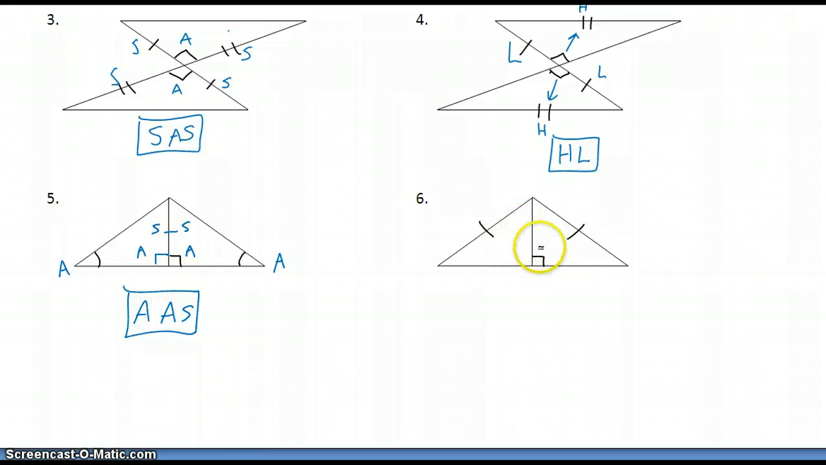If we look at the last example, if this is a right angle, this has to be a right angle. We have a shared side between the two triangles, and this time we do know that the hypotenuses are congruent, and we have a pair of congruent legs. So these two triangles are congruent by HL.